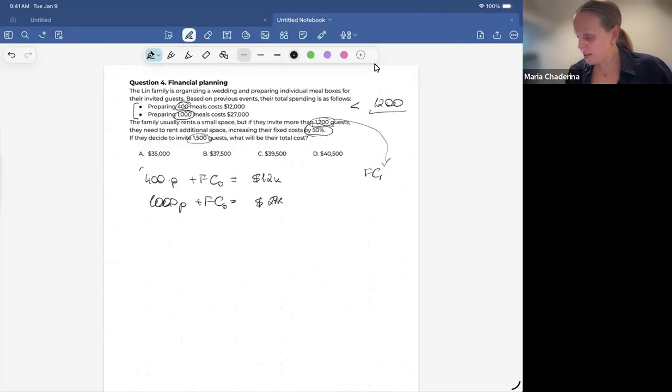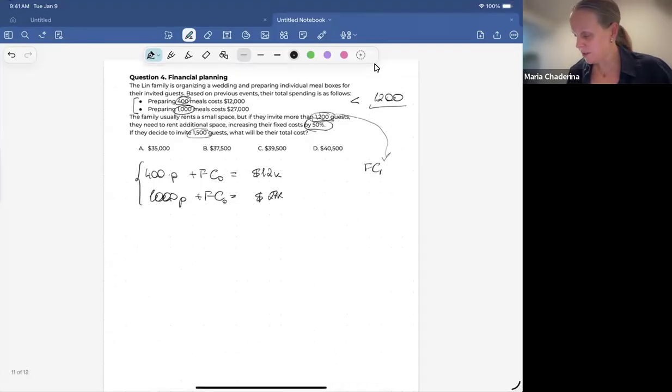Okay, so now this is a system of two linear equations with two unknowns. So the way that I'm going to solve it is I'm going to take this first equation and subtract it from the second one. Okay, so when I take 1,000 minus 400, I get 600P. Fixed costs cancel out, and on the right hand side I have $25,000. Okay, so from this I can figure out that P per unit is, oh, my bad.